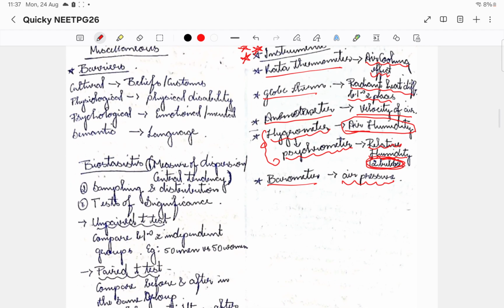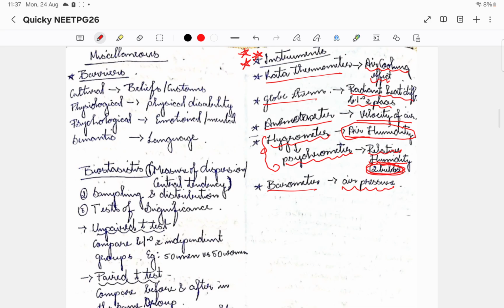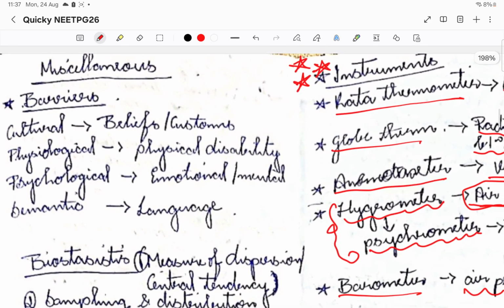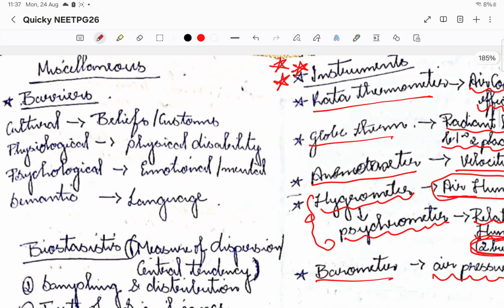Then we'll go into some of the miscellaneous topics before going to exams. Let us know this. So there are barriers. PSM is all about going into the villages and all the other communities. That is where we start giving them lectures, right? We used to go in our internship, right? So this is where the barriers might come in.